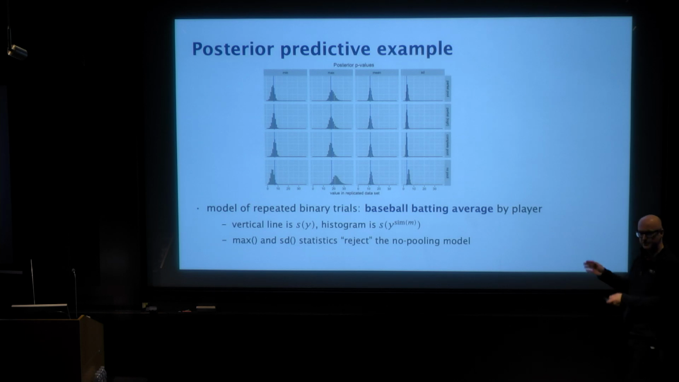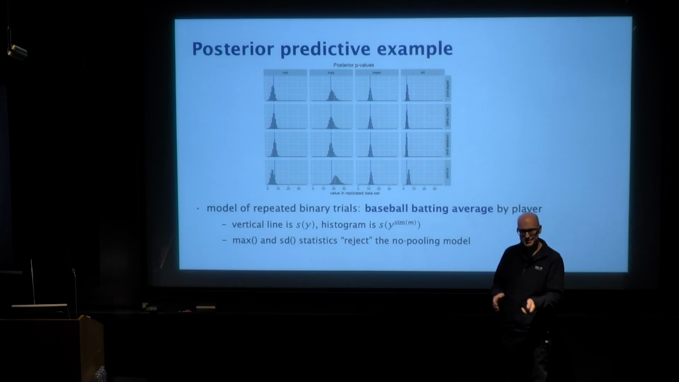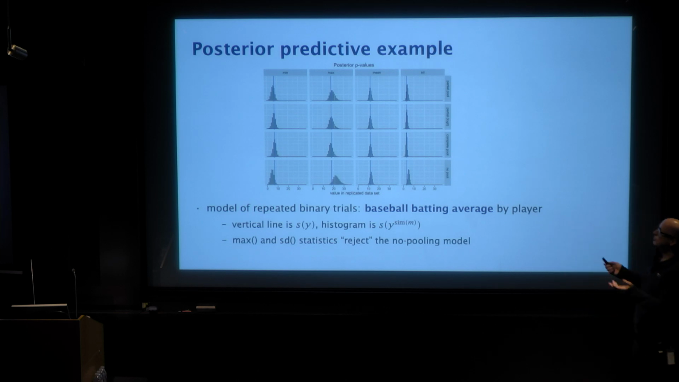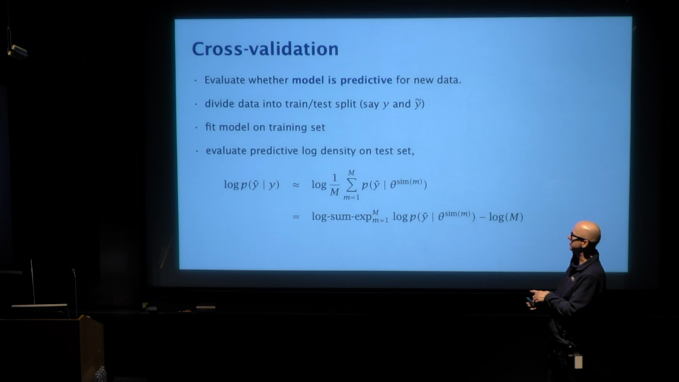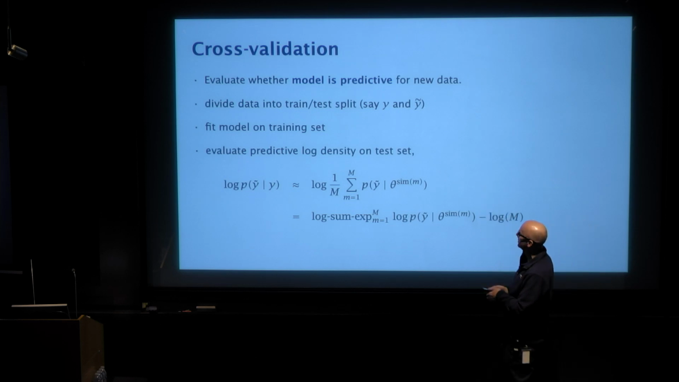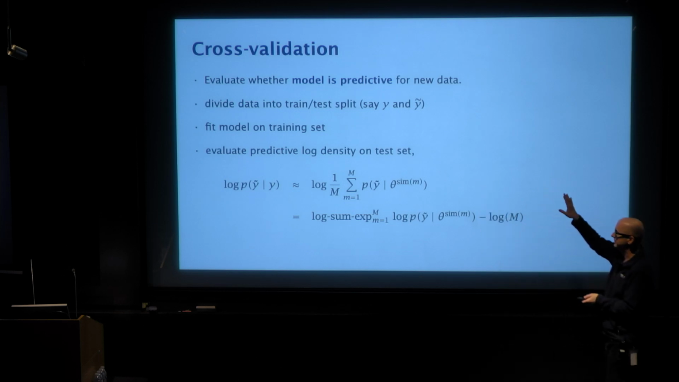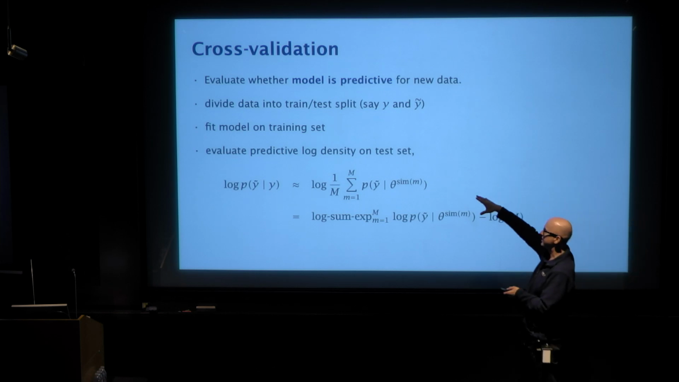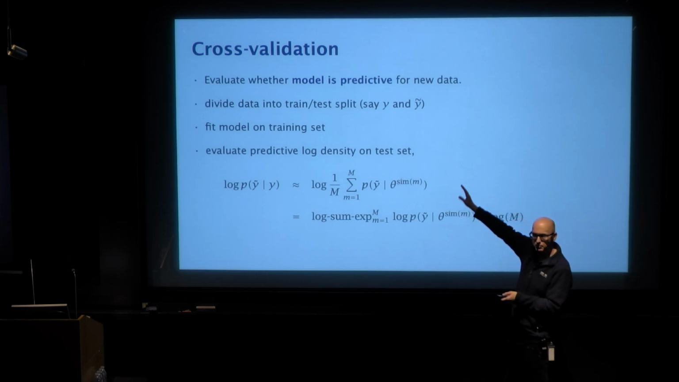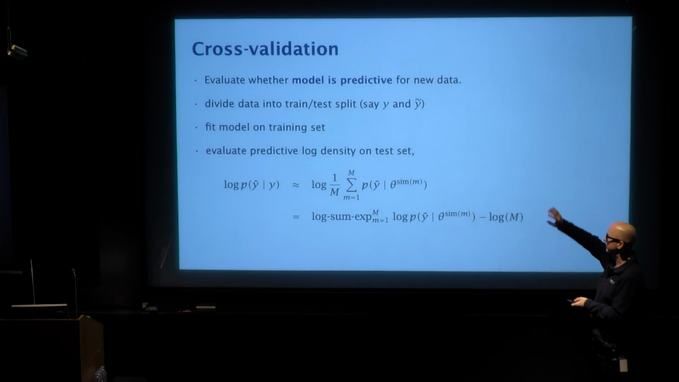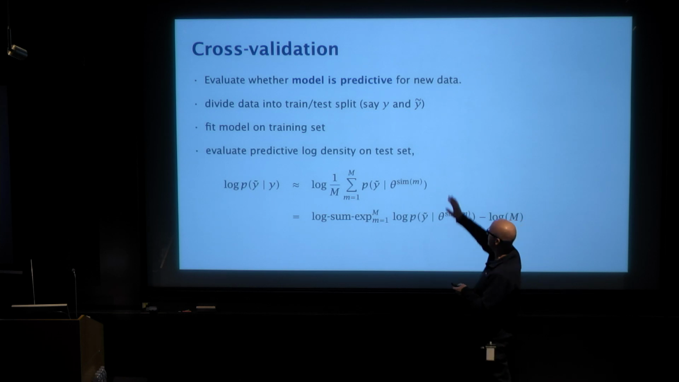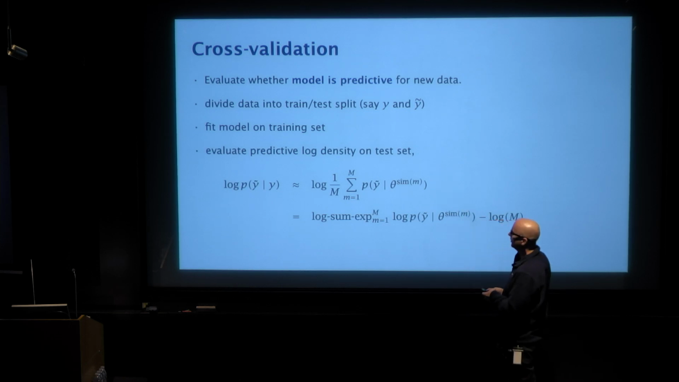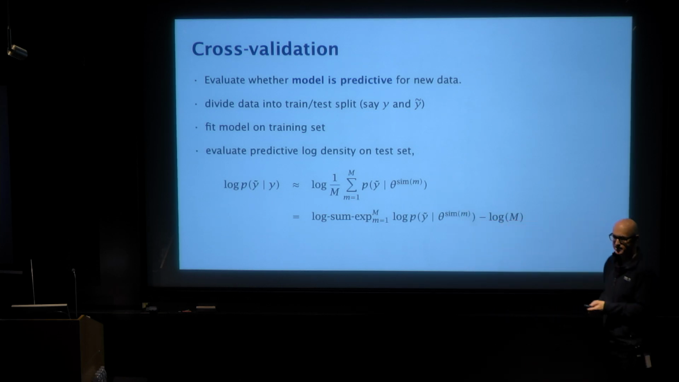So we're being typical statisticians. We're doing data analysis for a fixed data set. What we really care about is cross-validation. What we want to know is, is the model going to be predictive for new data? And I'm going back to this notation I introduced earlier where y tilde is new data, y is observed data that we're going to train on. In the machine learning world, people call this the train-test split or the folds for cross-validation. We're going to fit the model on the training set, that is y, and then we're going to evaluate the predictive log density on the test set.